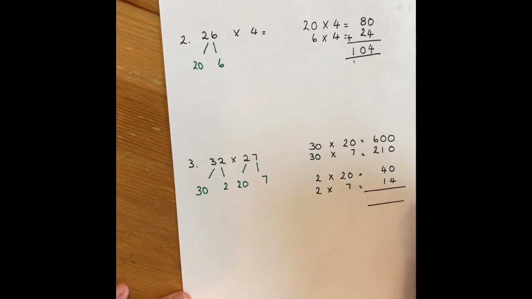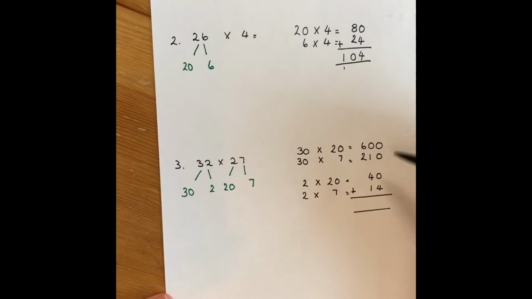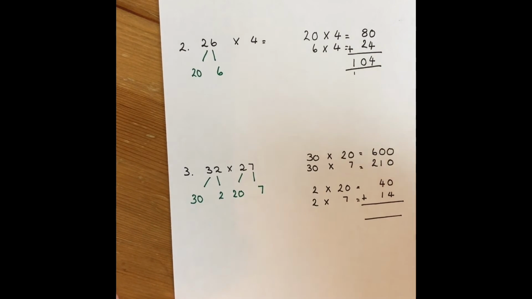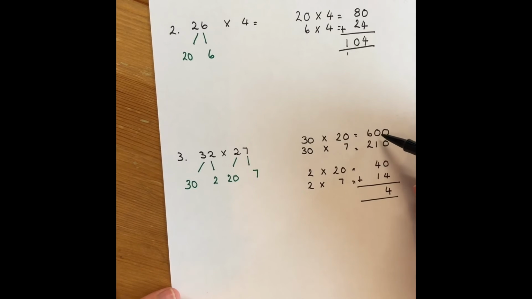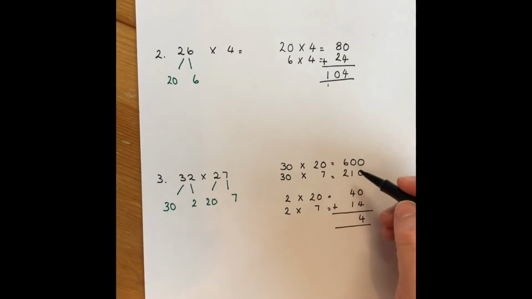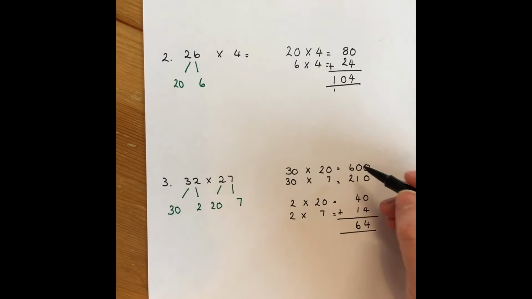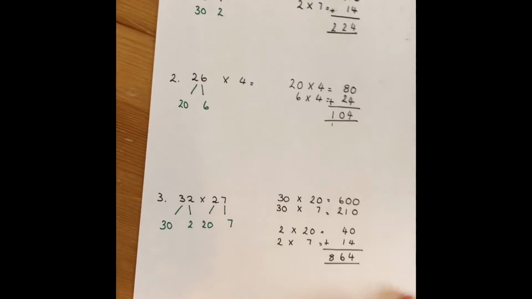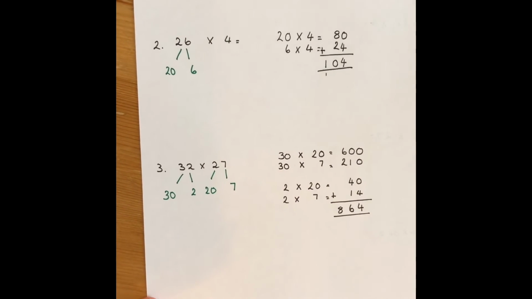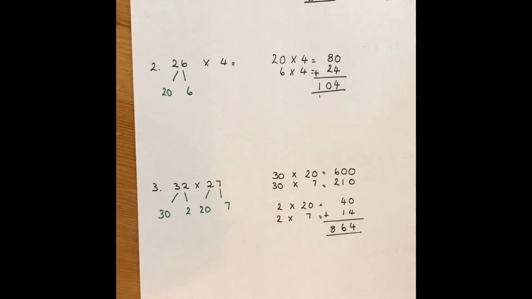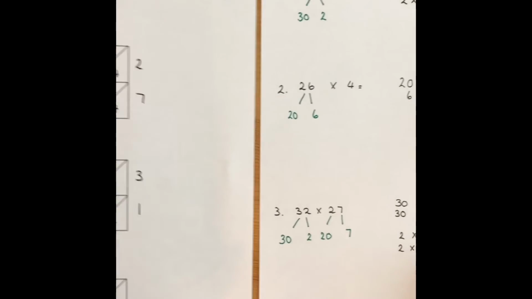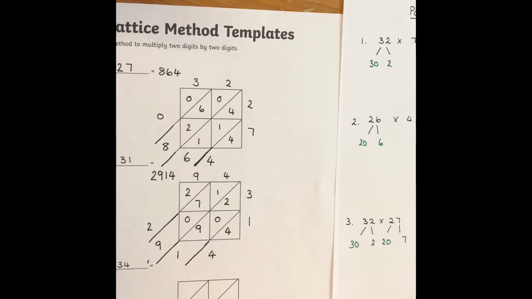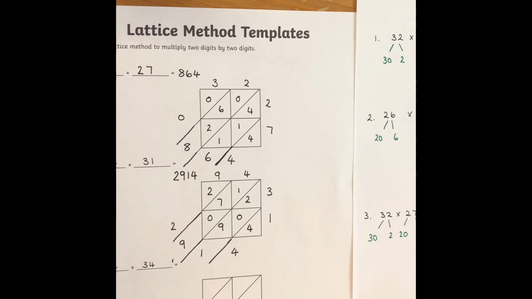Now what we're going to do is add all of this together. So it's really important that we make sure that these are lined up in the correct columns. So we've got 4 units in the units column, and we've got 1 plus 4 plus 1 in the tens column, and in the hundreds column we've got 6 plus 2. Now, if we double check our answers from before, we will see that 864 should be the answer, and the answer is 864.